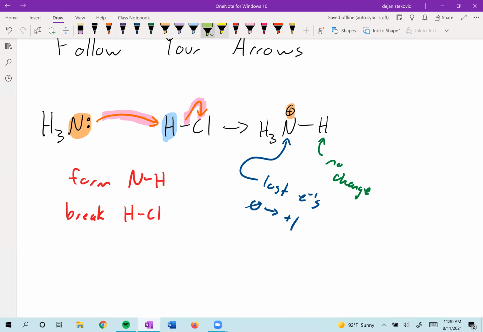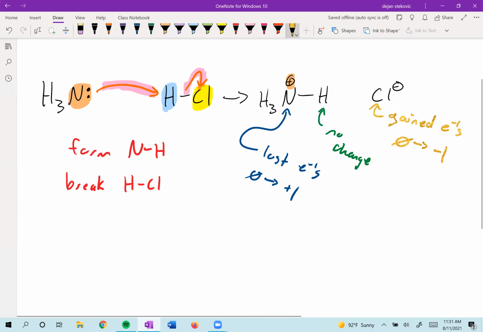And then finally, we have this chloride or this chlorine, right? You can think about it was neutral, but now it's gained electrons, right? It's taken all of the electrons from the bond. So now it shall be negatively charged. So it's going to go from 0 to -1.